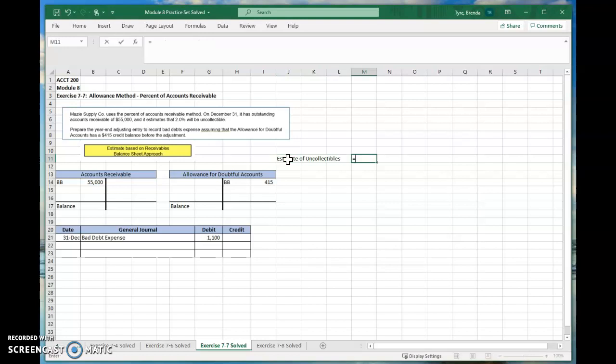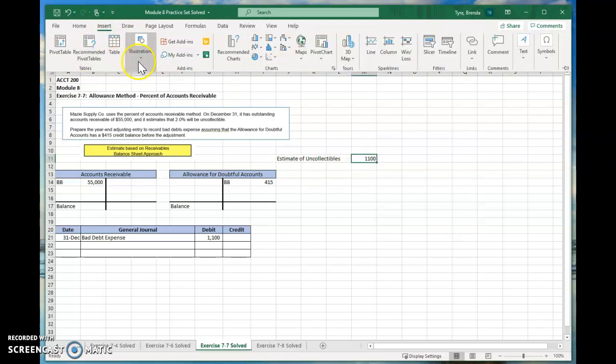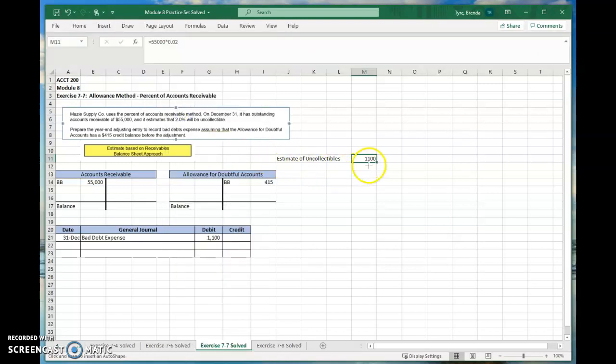will be 55,000 times 0.02. So I know that this number needs to be the ending balance of my allowance account. That's what I need to wind up with right there. So how do I get from 1,100 when I currently have 415? Well, I need to adjust the difference, right?